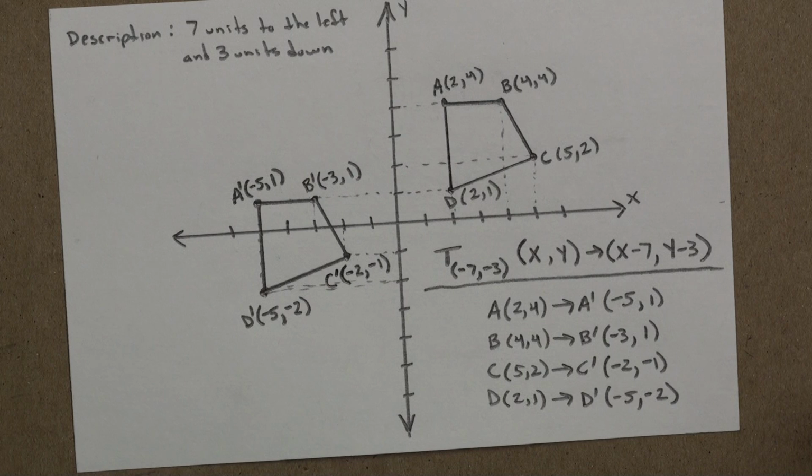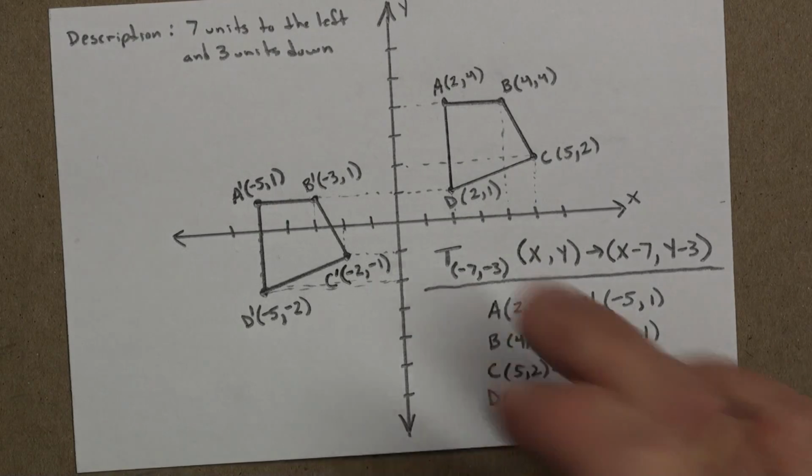That's all you got to know for translations. So we're going to go on to the next type of transformation, which we're going to talk about now. Dilations and similarity. Okay, so we're going to move on to card 139.